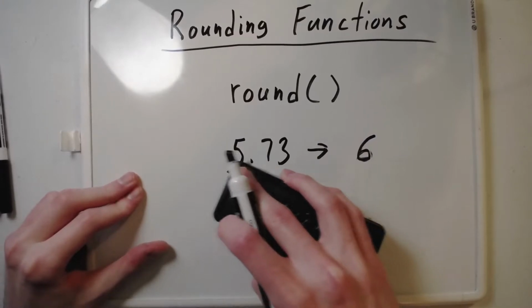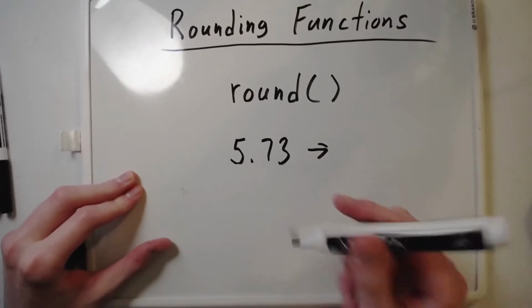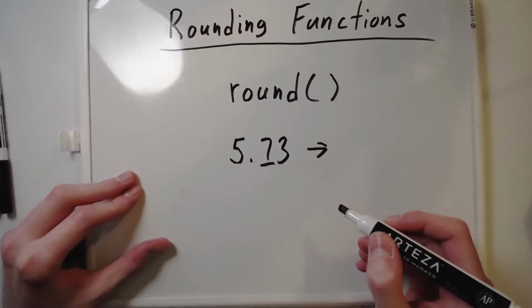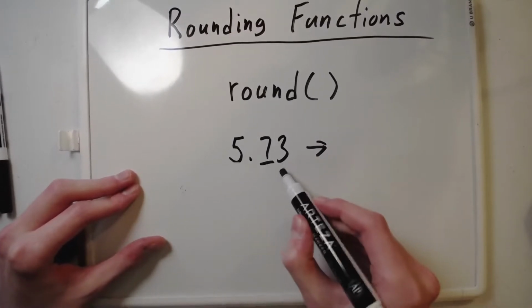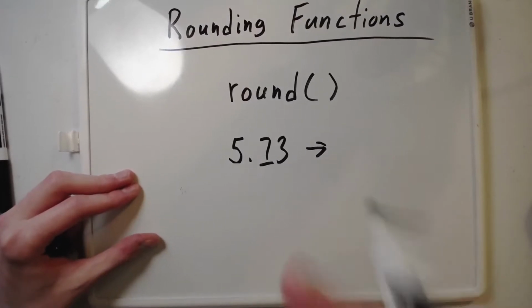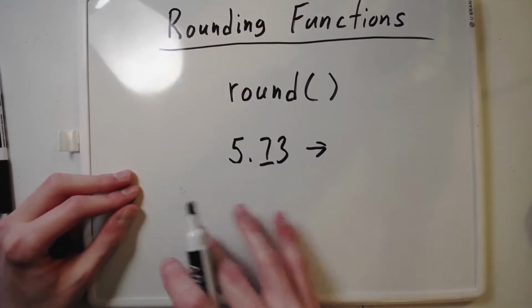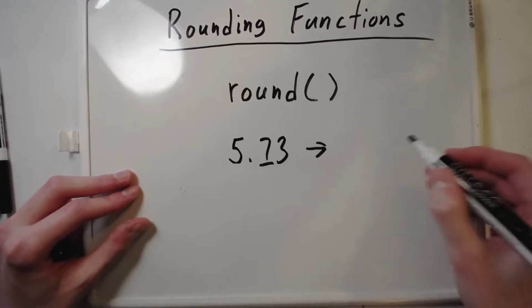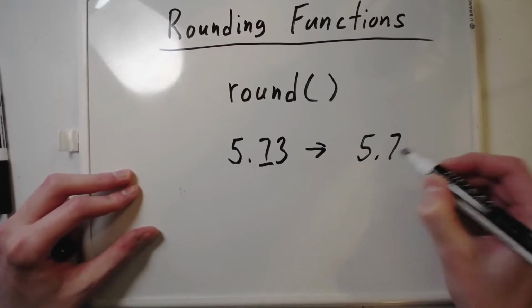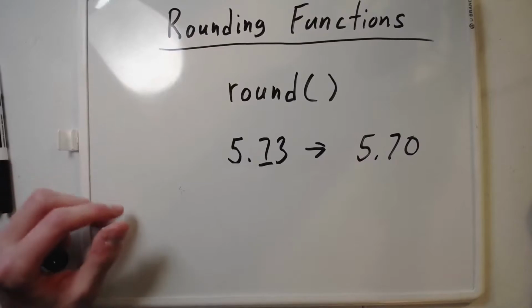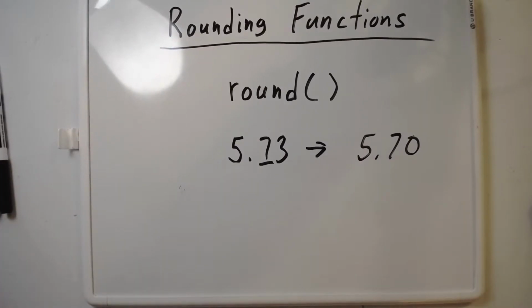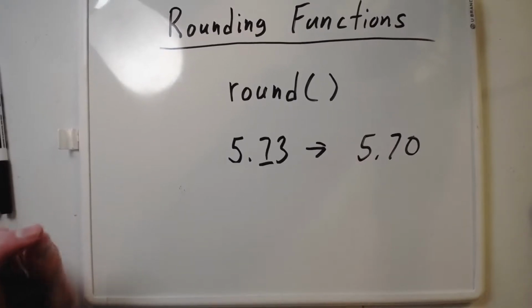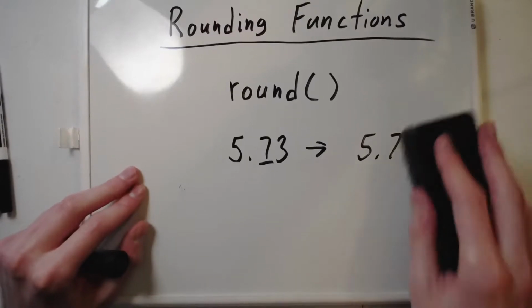Now, let's say that instead of rounding to the ones place, you round to the tenths place. You're removing everything to the right of it. So you look and say, here's the 3. 3 is a pretty small digit, so we're just going to round down in this case. And so the round of this would be just 5.70 or 5.7. Of course, you can round to whatever decimal place you desire, but by default, you're rounding to the ones place.